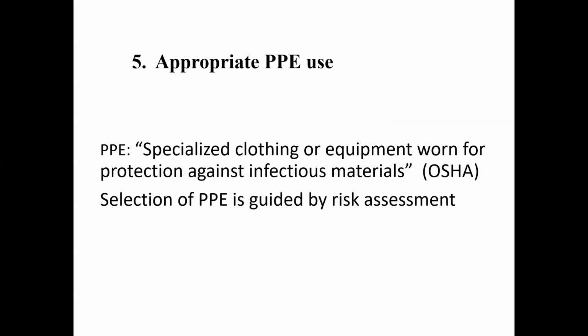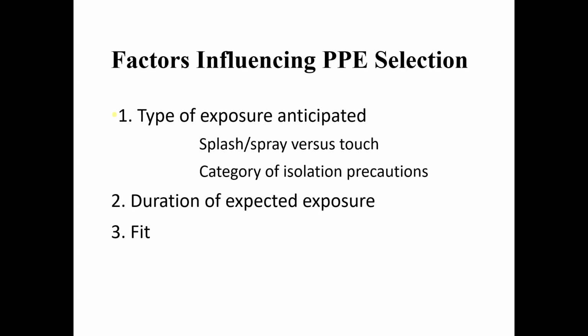During the COVID era last year, people were putting on all sorts of garments, yet it was droplet infection. So that was because there was irrational use of personal protective equipment, mostly guided by a lot of fear. So factors influencing PPE selection include the type of exposure anticipated. If you expect splash or sprays, make sure that you have a mask if the risk is actually of respiratory nature.